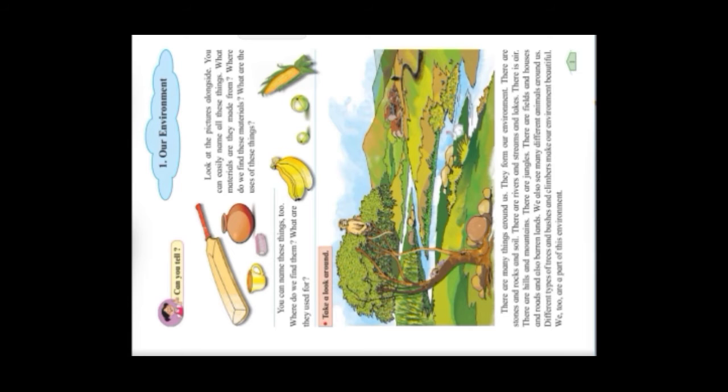So in this paragraph they have told there are many things around us that we know and they all form our environment. There are stones, rocks, soil. There are rivers and streams and lakes also. So there are many things in our nature or environment, and we too are a part of this environment, means human beings also are a part of this environment.